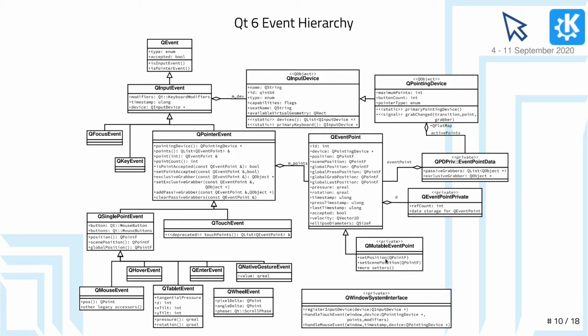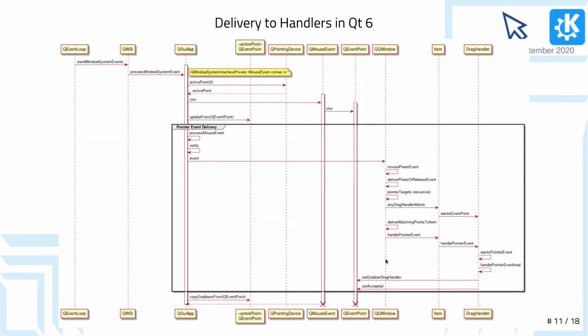So the hierarchy looks complicated compared to Qt 5, but it isn't really. It's just a couple more base classes in between there so that we classify our event types a little bit better. So, delivery to handlers in Qt 6. Basically, the difference is that we start pointer event delivery a bit earlier than we did before. It's not just in QtQuick, it's everywhere.